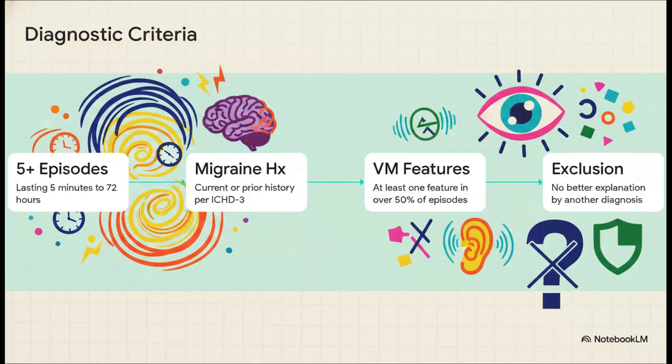Let's build your mental checklist right now. Step 1. You need at least 5 moderate to severe vestibular episodes, lasting anywhere from 5 minutes to 72 hours. Step 2. A confirmed current or prior migraine history, right out of the ICHD-3 criteria. Step 3. At least 1 migraine feature. We're talking a headache, photophobia, phonophobia, or visual aura, and that has to be present in over 50% of those vestibular episodes. And finally, Step 4. There must be no better explanation by another vestibular or central diagnosis.